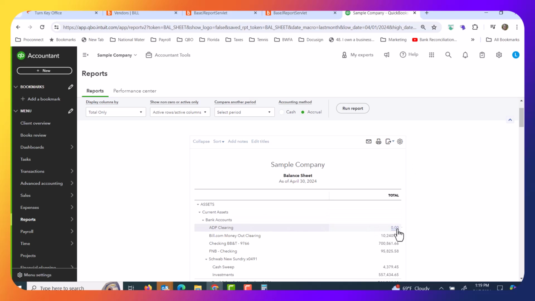So now if we look back at our reports, our balance sheet, as of today, the end of April, we have a nice, clean zero amount in our ADP clearing. That's really what we want. We want this as a clearing account for all payments made, all payments funded, and we need that to be zero so that we have a clear understanding of the payables that are actually paid.